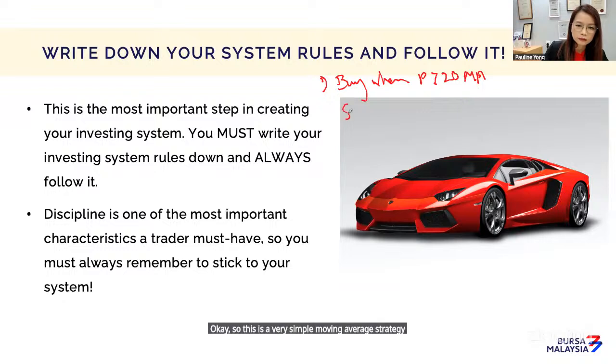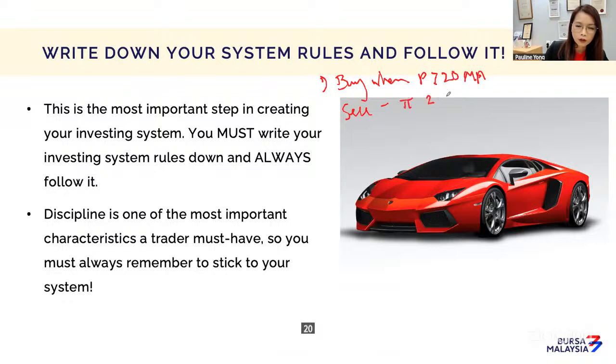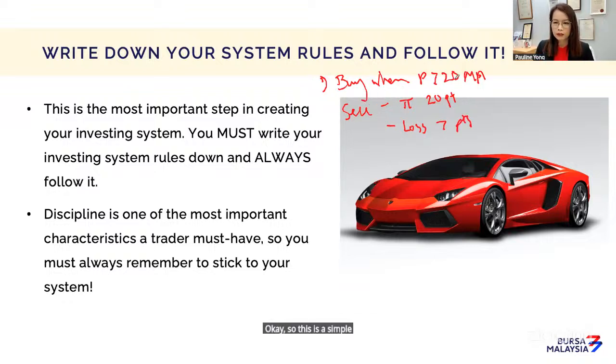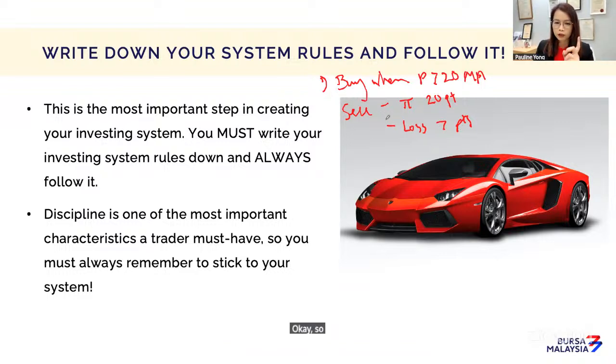And then you sell with a profit of 20 points. Hold the position until you see 20 points, then you sell. And then you cut loss with 7 points. So this is a simple strategy: you buy when it is above the 20 MA, you sell when it is 20 points of profit, and you cut loss when you see 7 points of loss. This is strategy number 1.